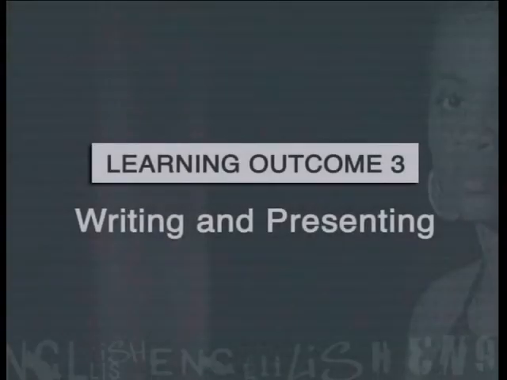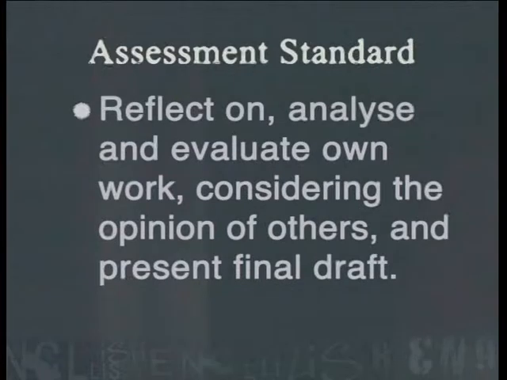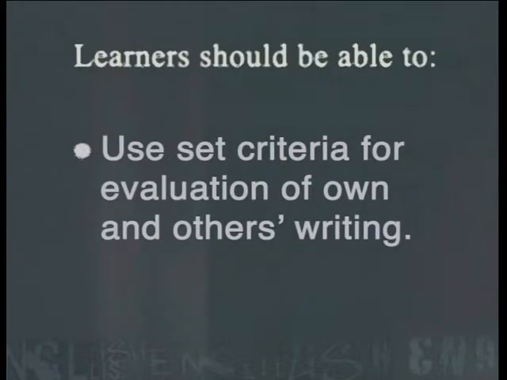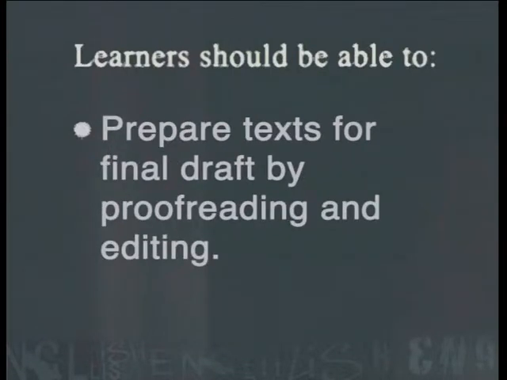The following lesson is linked to Learning Outcome 3, Writing and Presenting. It addresses the assessment standard that requires learners to reflect on, analyse and evaluate their own work, considering the opinion of others and present final draft. Learners should be able to use set criteria for evaluation of their own and others' writing. They should also be able to prepare texts for final draft by proofreading and editing.